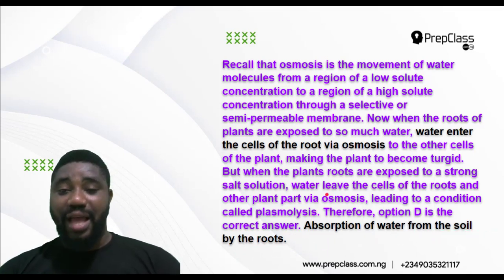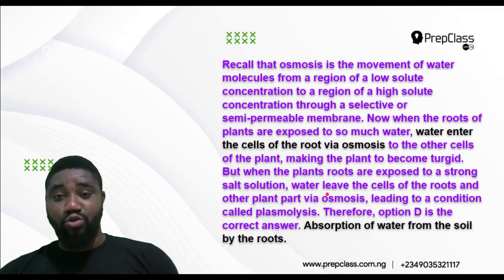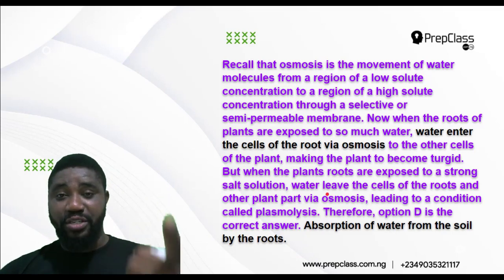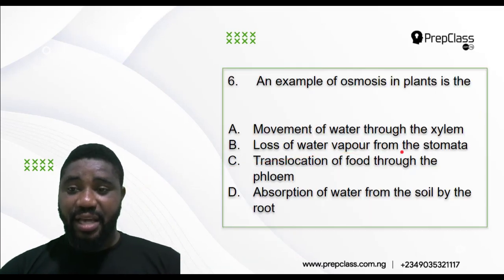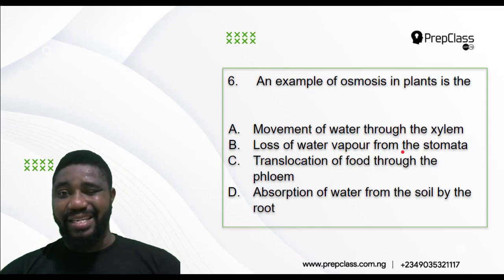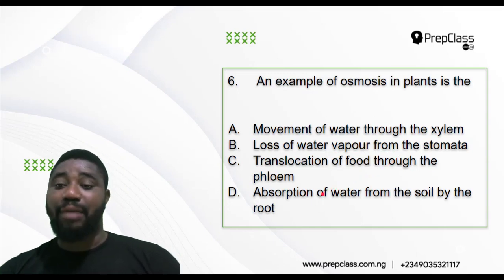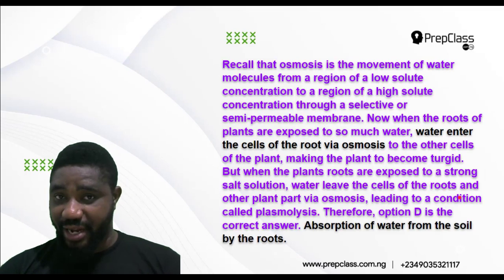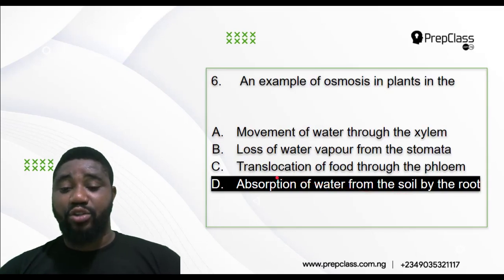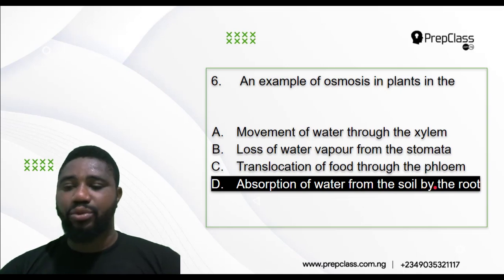So, since water enters the plant through the roots, water also leaves through the roots. So the best option that completely gives an idea of an example of osmosis is absorption of water from the soil by the roots. I believe you understand that now. So the correct answer to that question is option D, absorption of water from the soil by the roots.